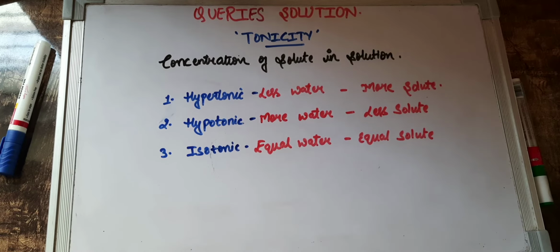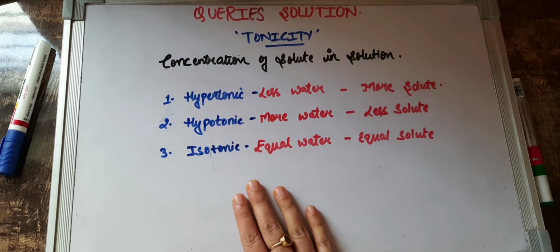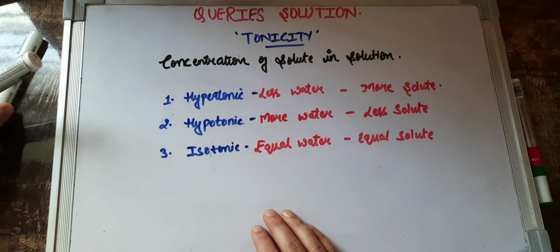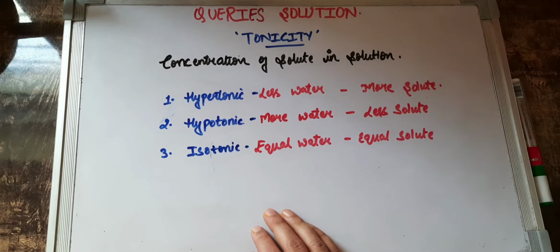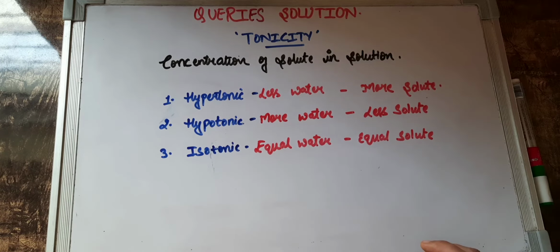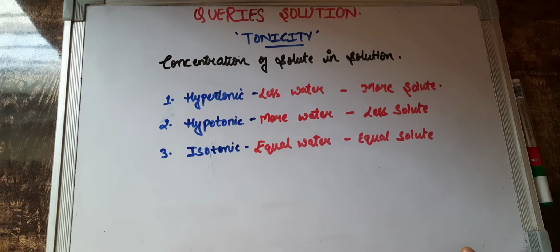So before learning about what will happen, children, if we keep an animal cell in such different types of solution, we should first of all understand the meaning of the term tonicity. Tonicity is a very important concept for grade 9, and of course if you take biology in grade 11 it will also come, so at that place too you should be very clear, but this is the base. If you watch the video very carefully, you will be able to understand the concept. It's very simple and very interesting to know.